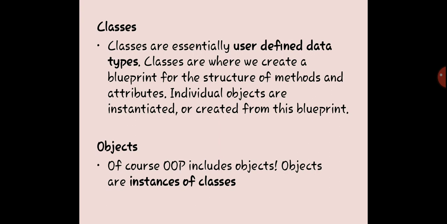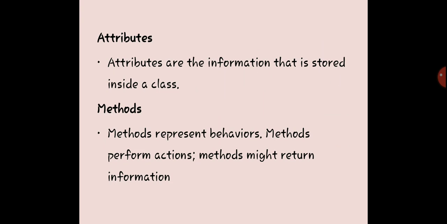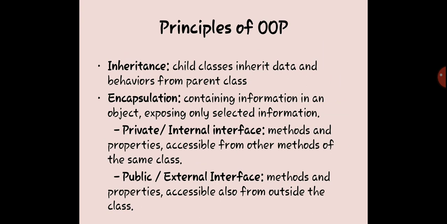Then comes object. Object is, as I said now, the instance of a class. Then attributes. Attributes are the needed or relevant information that has been stored inside a class, right? Then methods. Methods are the functions that operate on the attributes of a class, right? Then these are the principles of object oriented programming.